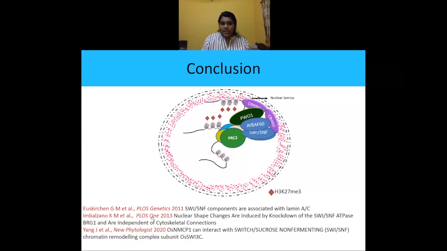Another study from 2013 from PLOS ONE shows that the SWI/SNF ATPase BRG1 induces nuclear shape changes which are independent of cytoskeletal connection, and the expressions of lamins are also not changed. Another study, which is quite recent from 2020, shows that the NMCP1, which is equivalent to CROWN1 in Arabidopsis, in rice, interacts with the SWI3C to regulate drought resistance in rice. So these studies also support a similar hypothesis that we have.